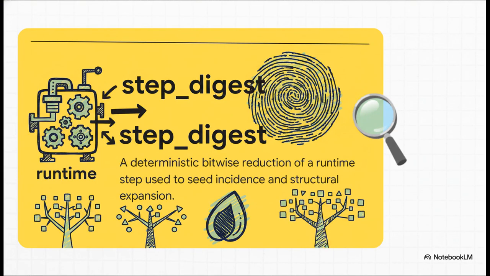The answer is this really clever mechanism called the step digest. Think of it this way. For every single tiny step the runtime takes, it creates a unique deterministic fingerprint, a digest. This little digest is like a seed or maybe even a strand of DNA. It gives the next layer out all the information it needs to perfectly and predictably build its own structure, based entirely on that one single event from the core.